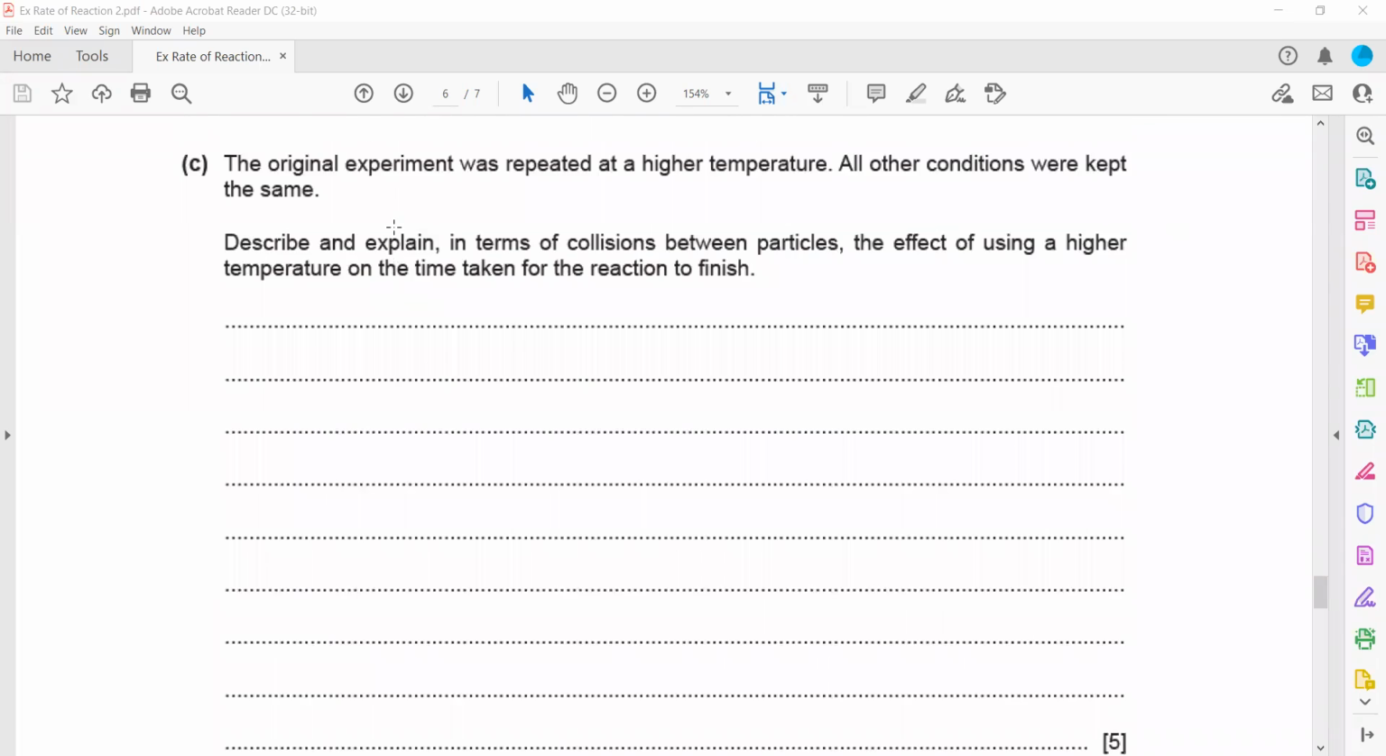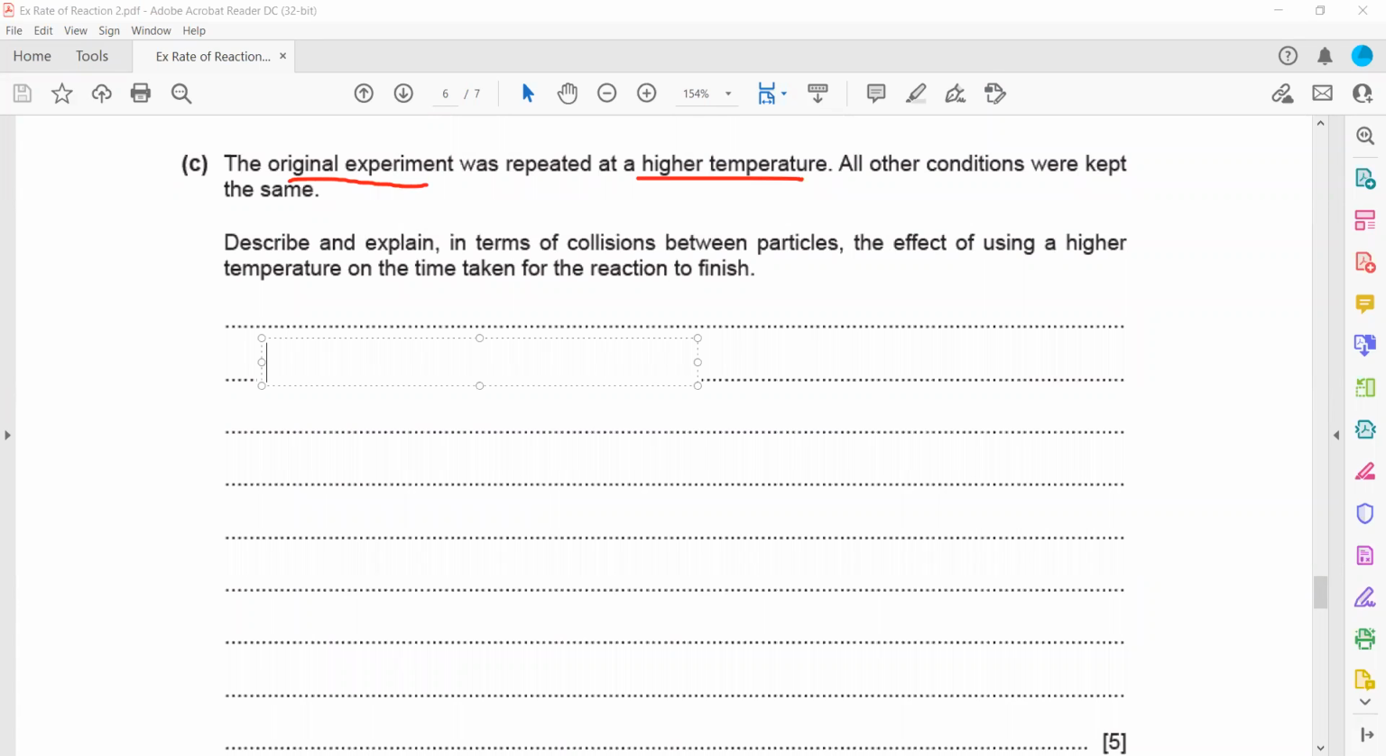Then the next, again, see the weightage of the marks, it's a 5-mark question and very straightforward and simple answers are there. The original experiment was repeated at a higher temperature. If we use a higher temperature, how will it affect the rate?